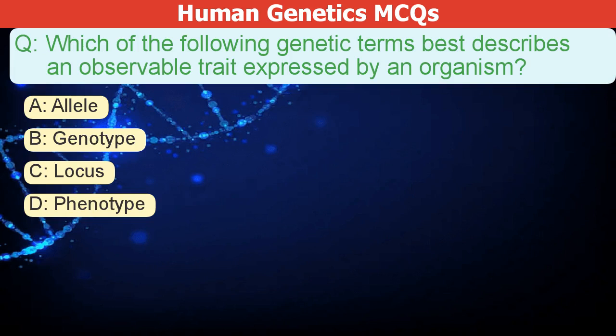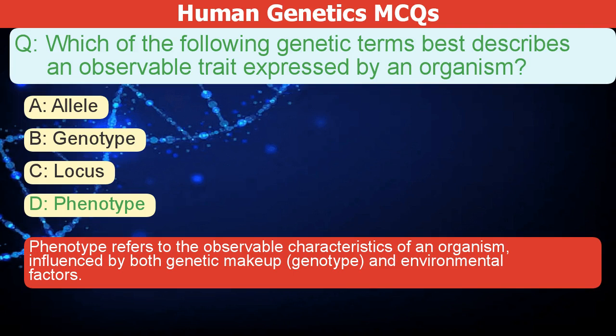Which of the following genetic terms best describes an observable trait expressed by an organism? A. Allele. B. Genotype. C. Locus. D. Phenotype. The correct answer is D. Phenotype refers to the observable characteristics of an organism, influenced by both genetic makeup, genotype, and environmental factors.